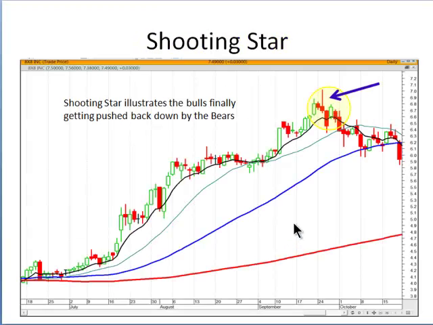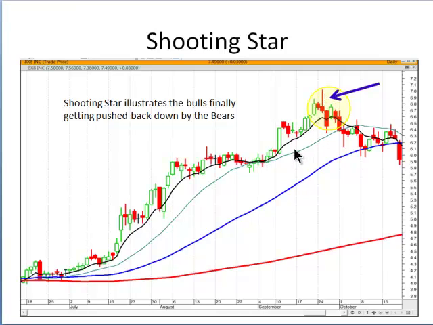A shooting star signal is found at the top of a trend. After an extended uptrend, there comes a point where the bulls and the bears find equilibrium. It's usually found in the case where the bulls have taken the price up, and by the end of the day or whatever time frame, the bears have knocked it back down so that it looks like a shooting star coming out of the sky.